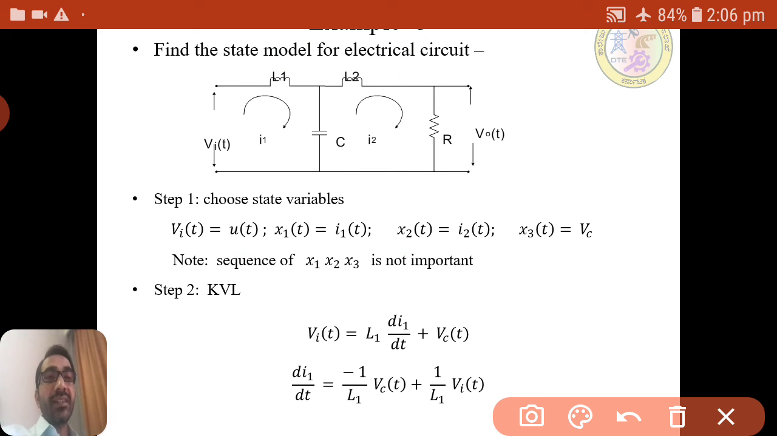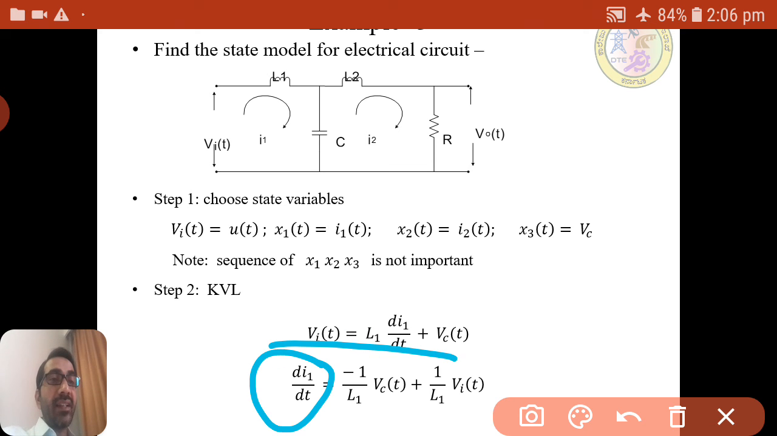Okay, so let us apply KVL for this. So vi of t, for the first loop, is equal to L1 into di1 by dt plus Vc of t. Okay, if you take the derivative separately, di1 by dt is equal to minus 1 by L1 into Vc of t if you take this to the other side, plus 1 by L1 Vi of t.